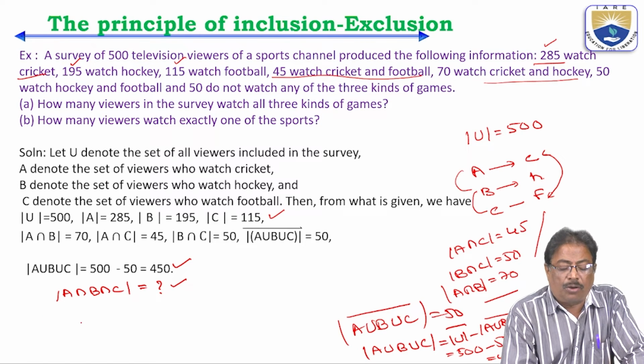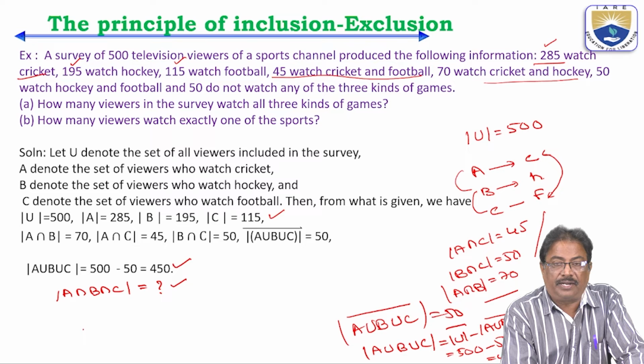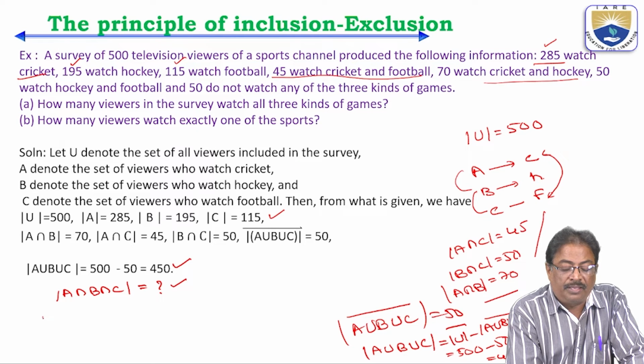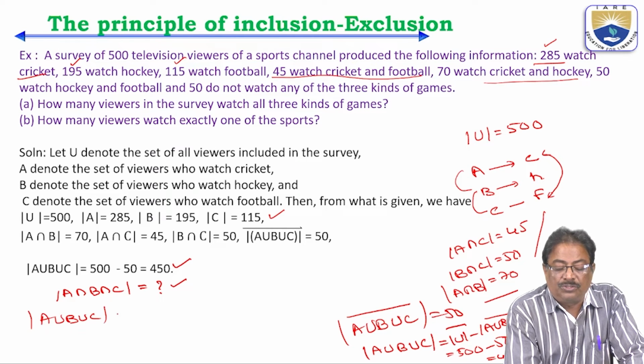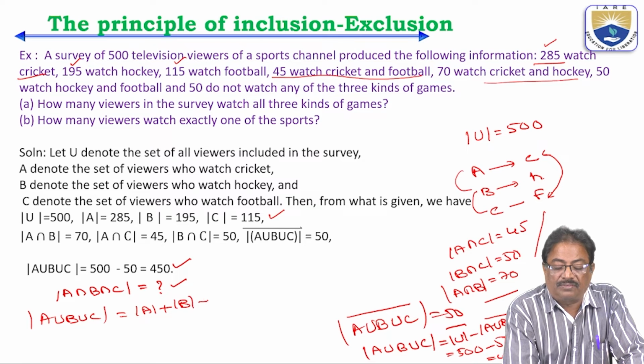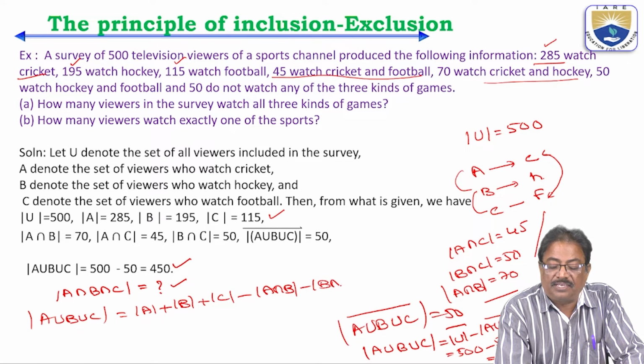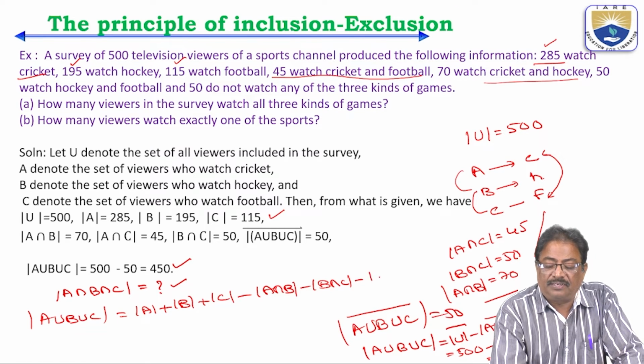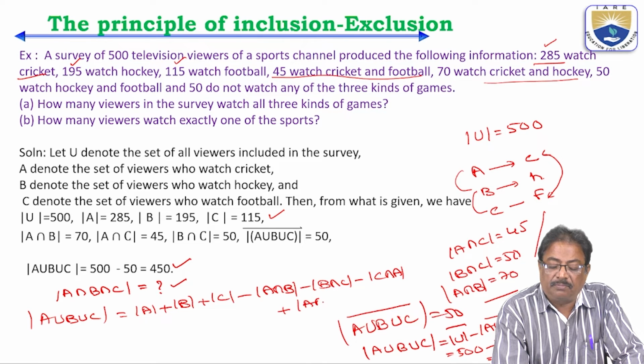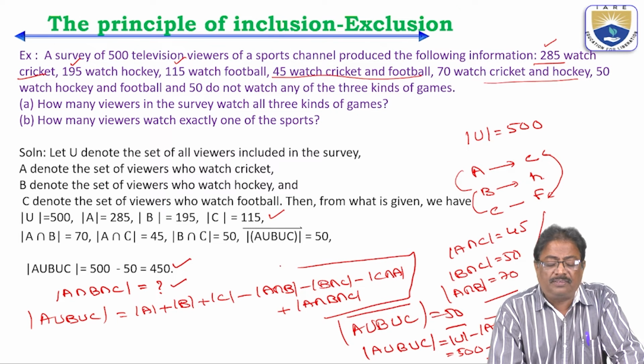So we have to apply the principle of inclusion and exclusion. Then we get A union B union C, which is equal to cardinality of A plus cardinality of B plus cardinality of C minus A intersection B minus B intersection C minus C intersection A plus A intersection B intersection C. So this is the formula.